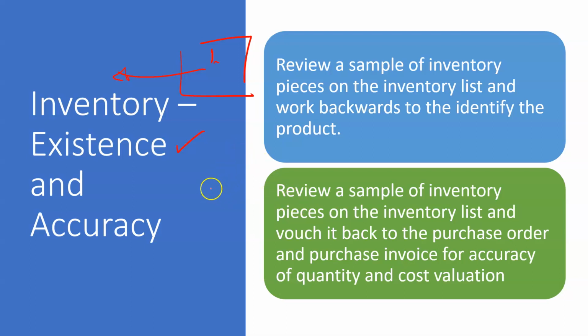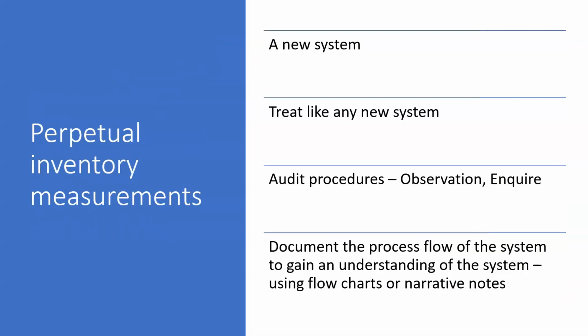You also want to test completeness, where you go floor to sheet, where you decide, I want to see where those shoes over there are. Show me where they are on the sheet, something along those lines. I've also written here, in terms of accuracy as well, review a sample of inventory pieces on the list right back to the order and invoice for accuracy of quantity and cost valuation.